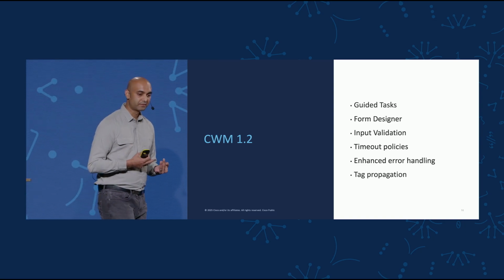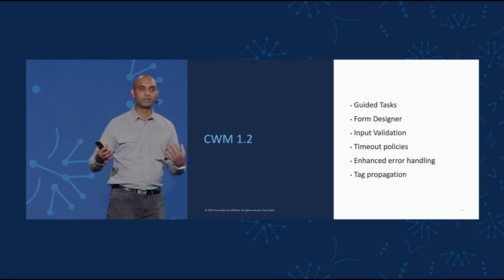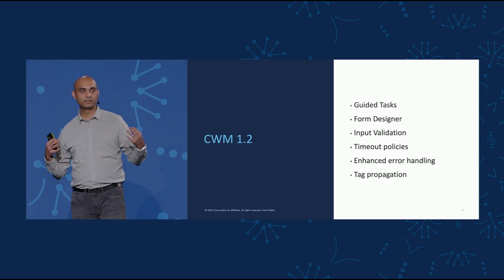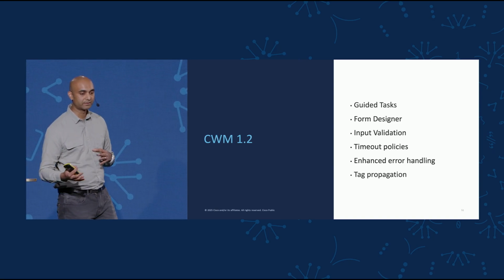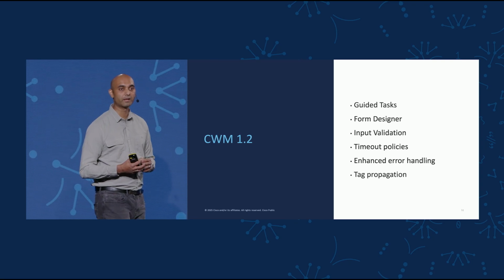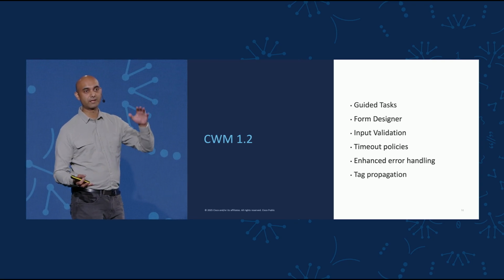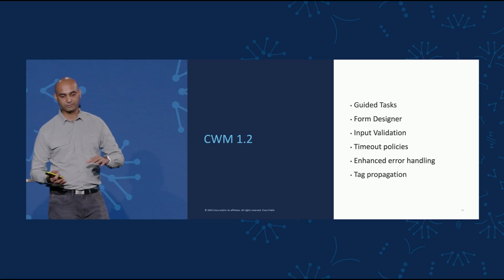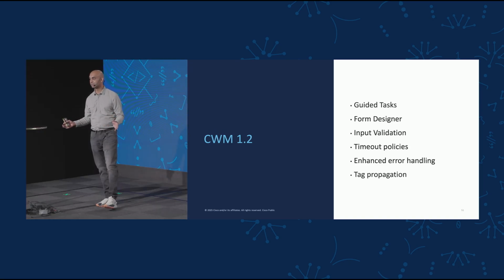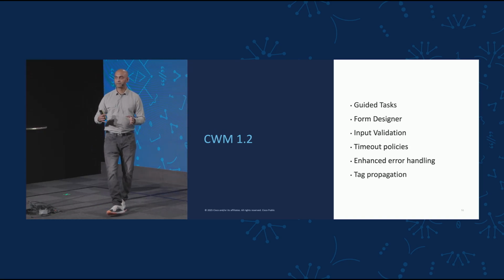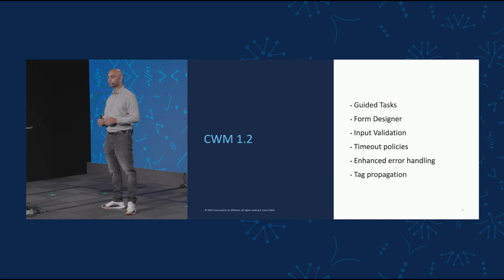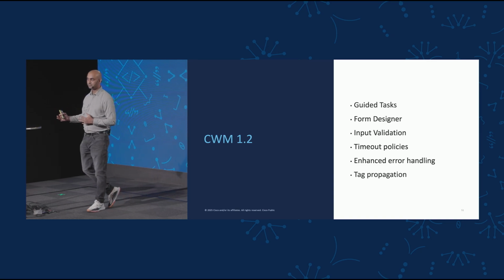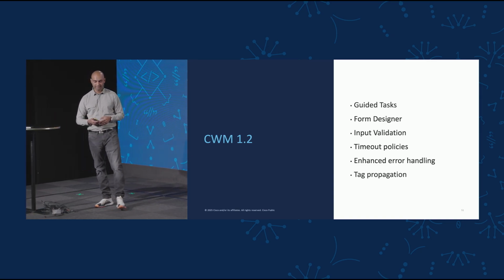Some other enhancements included input validation, where you can create a schema to say this is the input for the workflows, and it will validate the inputs. You can have timeout policies. There was enhanced error handling, where you can have different layers. It's like hierarchical errors. You could have a generic error that might just be HTTP, or it might be, okay, if it's a 401 unauthorized. So you can reference the level of error that you wanted to detect, and based on that, take the relevant actions. And then tag propagation.